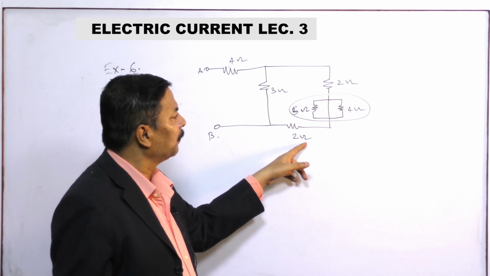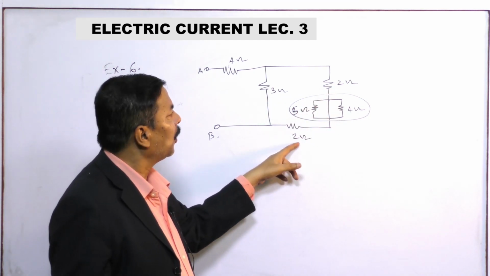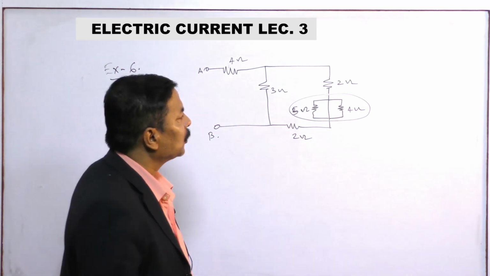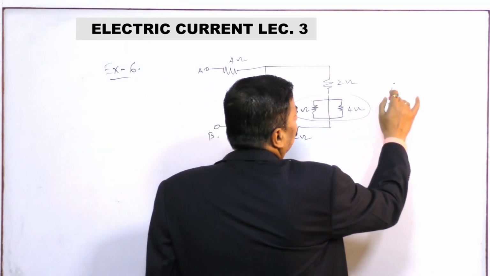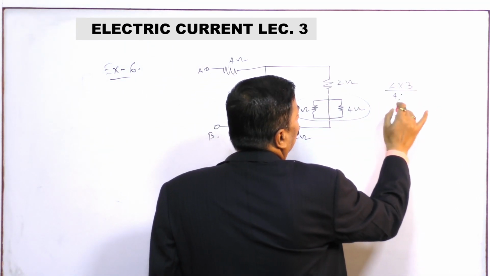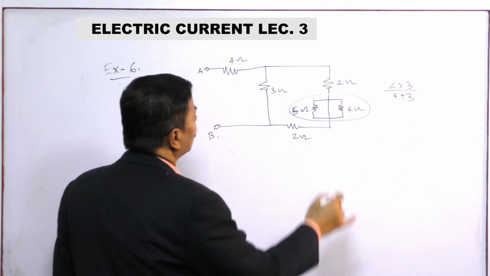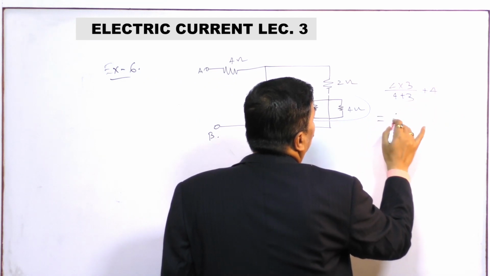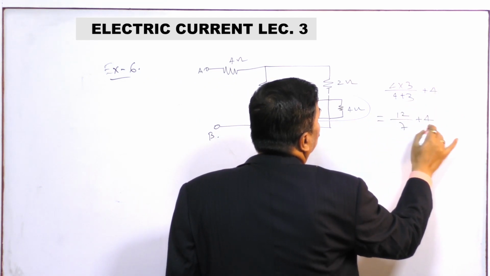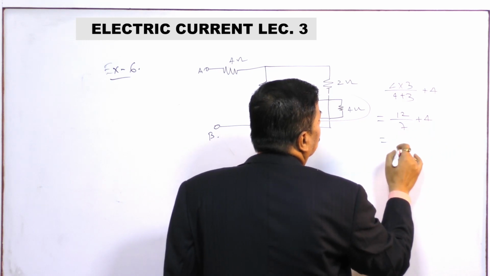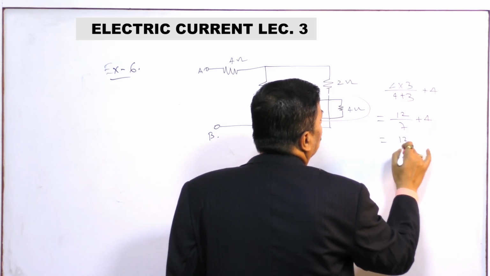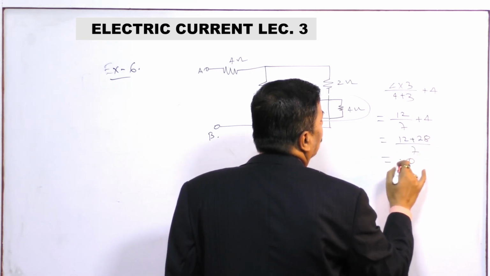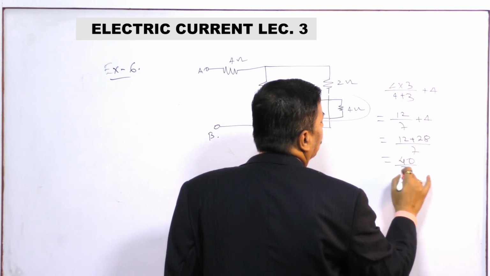So 2 and 4, 2 and 2, 4, 4 and 3 are in parallel. So what can we get? We can get 4 into 3 by 4 plus 3, that is this term, plus 4 ohm, that is 12 by 7 plus 4, that is 12 plus 28 by 7, 40 by 7.